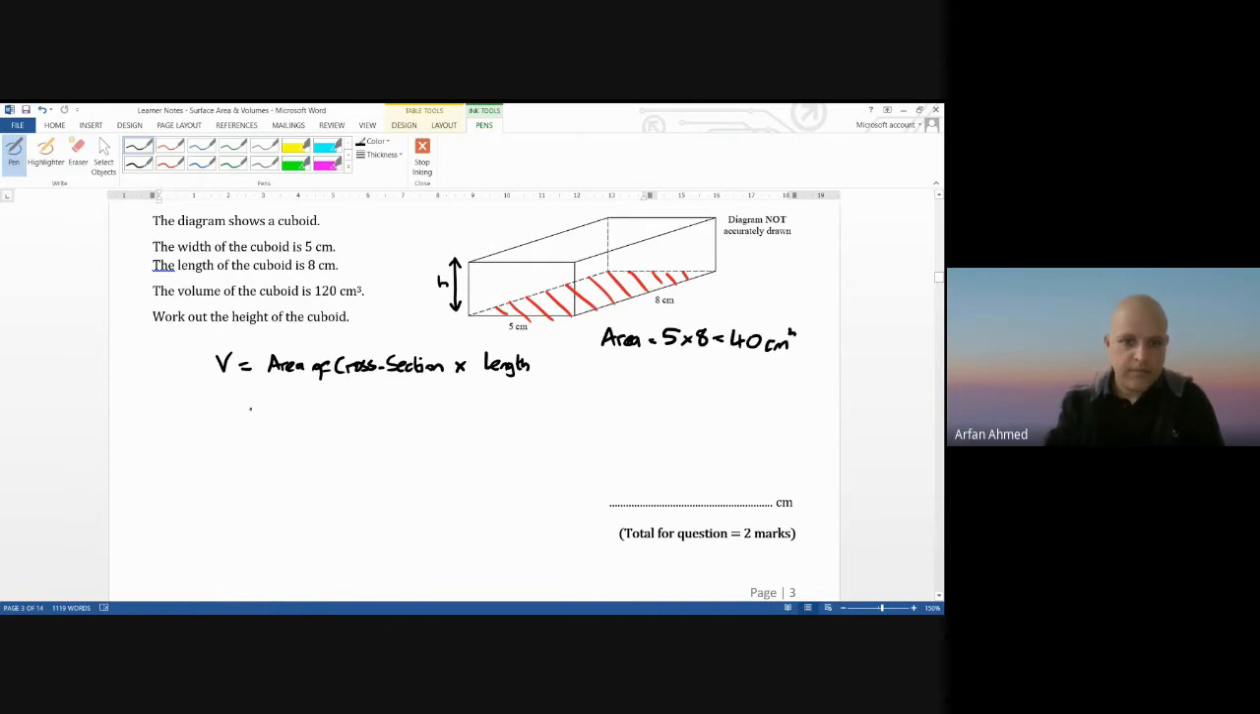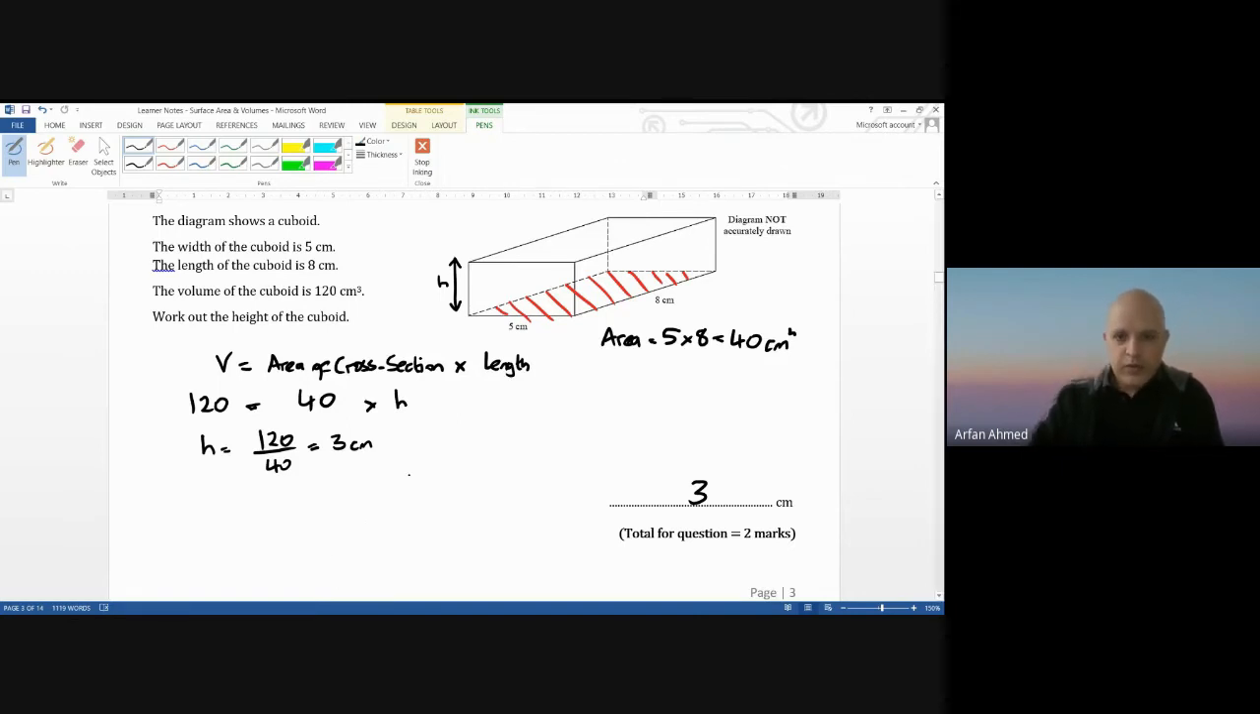So that goes there, times the length, which we don't know. Well, the length is that bit there, technically, which is H. Let's call that H. Volume we know is 120. That goes there. Let's rearrange this and get H on its own. So H will be 120 over 40, which gives you 3 exactly. That's going to be 3 centimeters. There's your answer. And that's going to be your final answer, 3 centimeters.